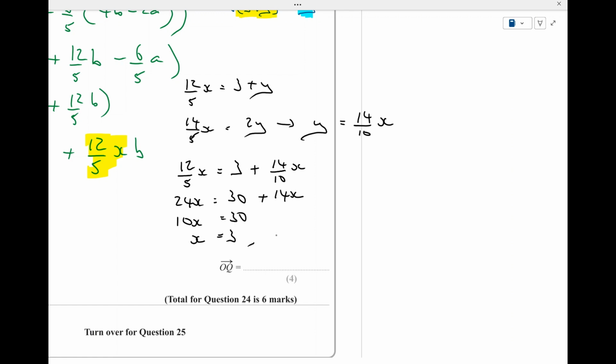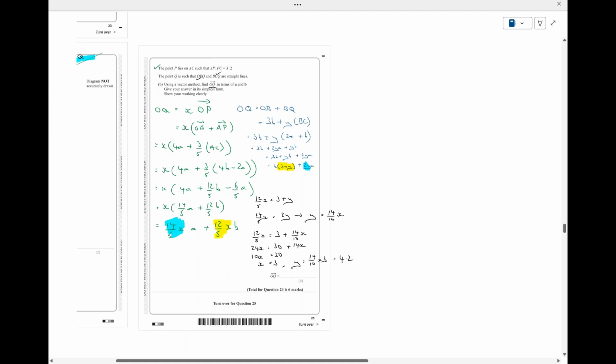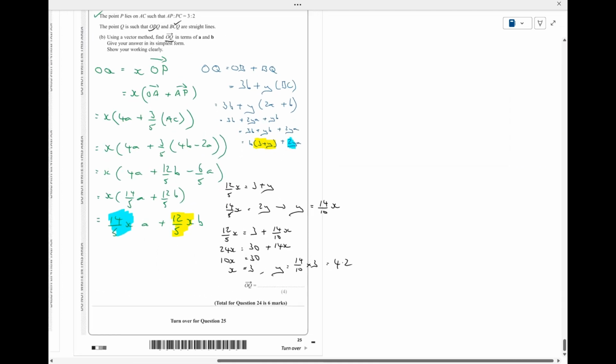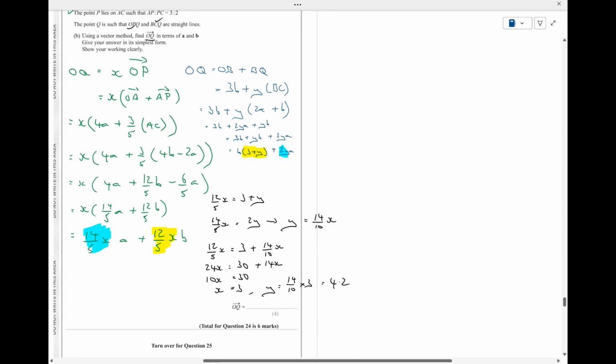So now I can find what Y is. Y is 14 over 10 times 3, which is 1.4 times 3, isn't it? Which is 4.2. So now what's the question? The question is find OQ in terms of A and B. So it doesn't matter which version I use. Okay, I'm going to use the green version.